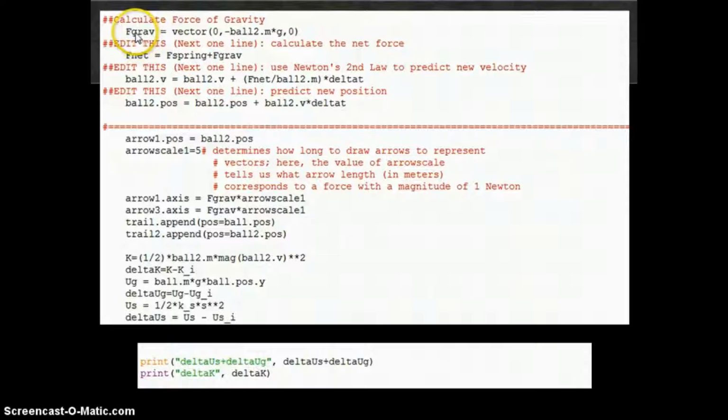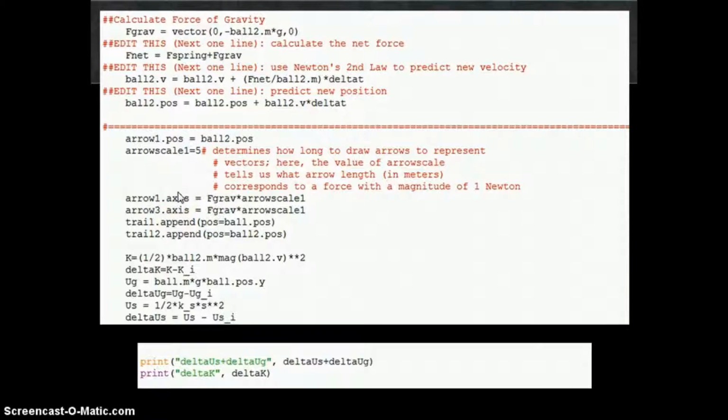So in continuation of our code, here we have F gravity. It's only in the y direction. Here we have F net, which is the sum of the spring and the gravity. Here we have the velocity being updated, the momentum principle we've seen very many times now. And right here is just simply the position update.